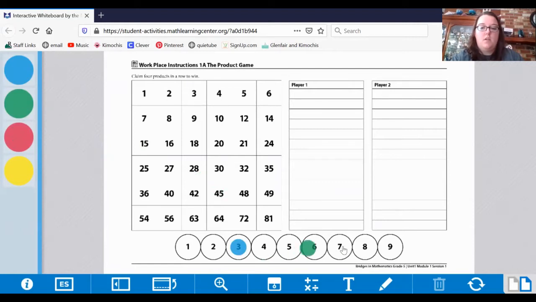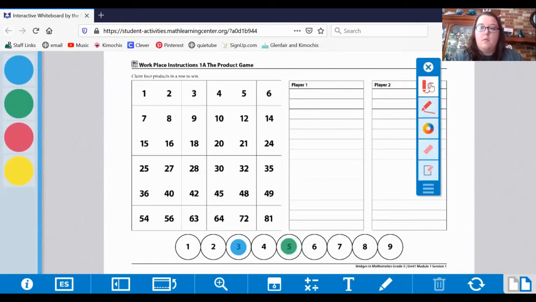And they're going to pick somewhere to put it. So 15. I'm going to get my marker out here. Green. So 3 times 5 equals 15. So now I got to find 15 out here. I'm going to put my green X over it.